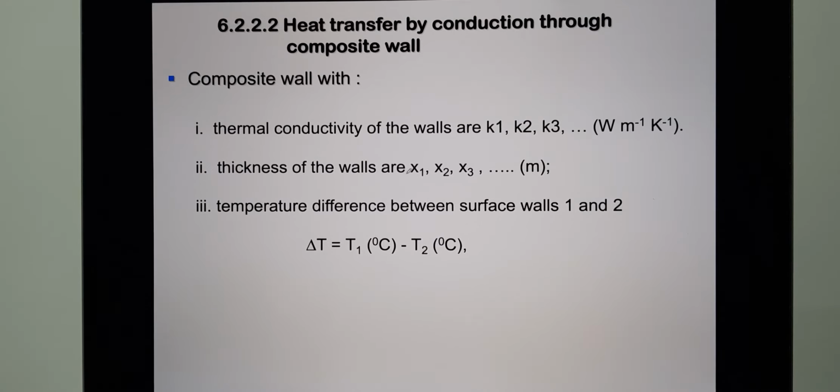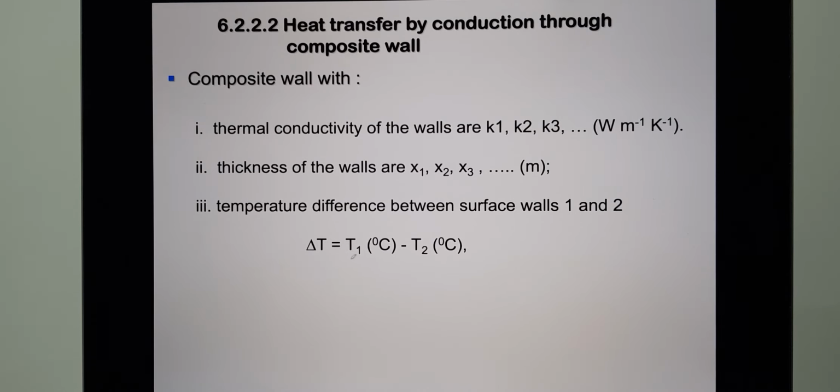Thickness of the walls are X, depending on the quantity of material that you are going to deal with in the composite wall. And again, the unit for the thickness is in meter. Then followed by temperature difference between surface of walls, between wall 1 and wall 2. So delta T is T1 minus T2.